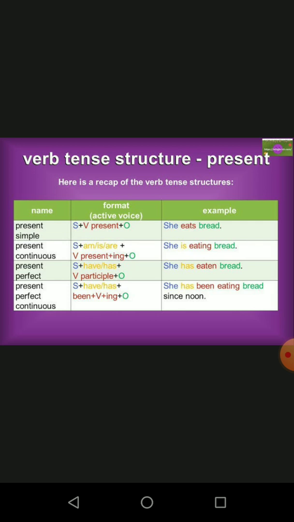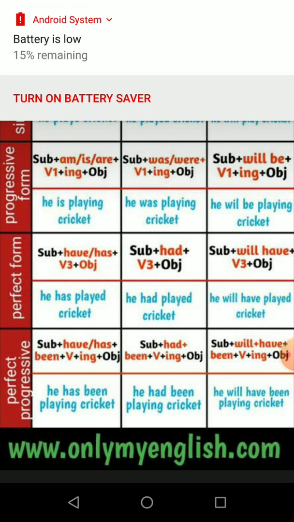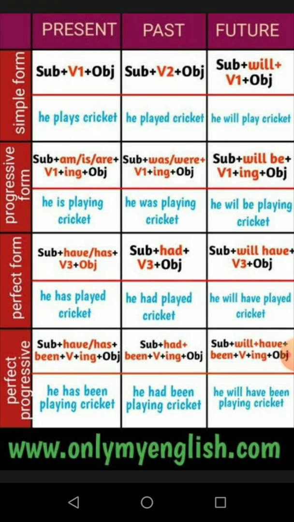So if I'm saying since noon, that means what? My work has started since noon and it is still going on. Okay, this is when we use the present perfect continuous. As you can see over here also, he has been playing cricket.